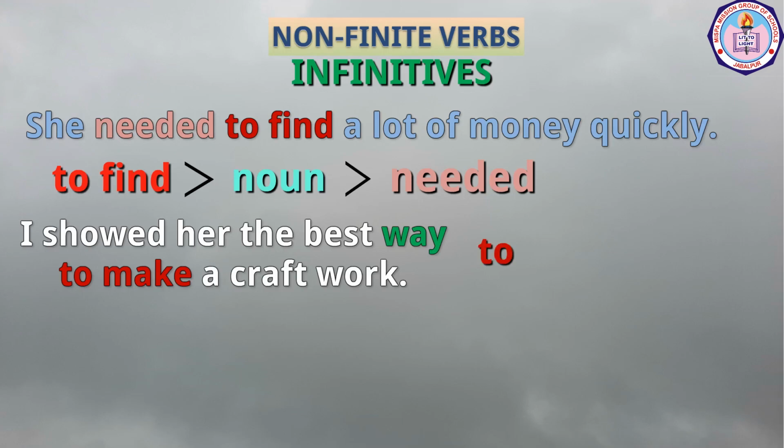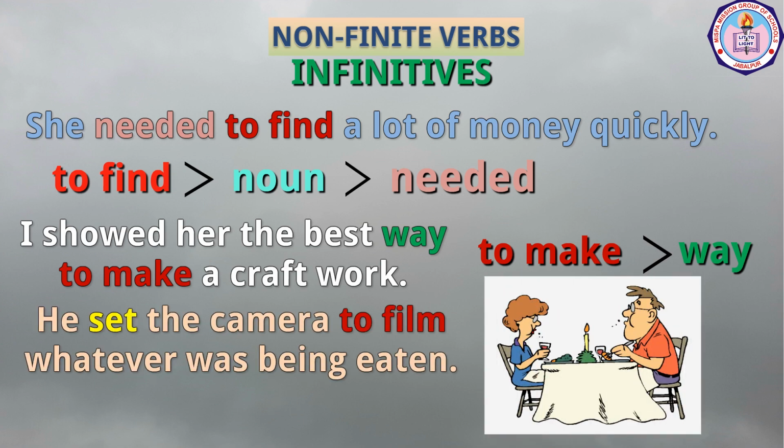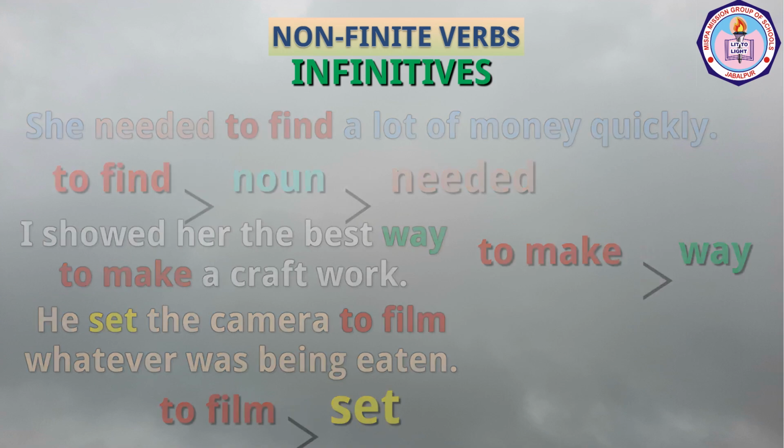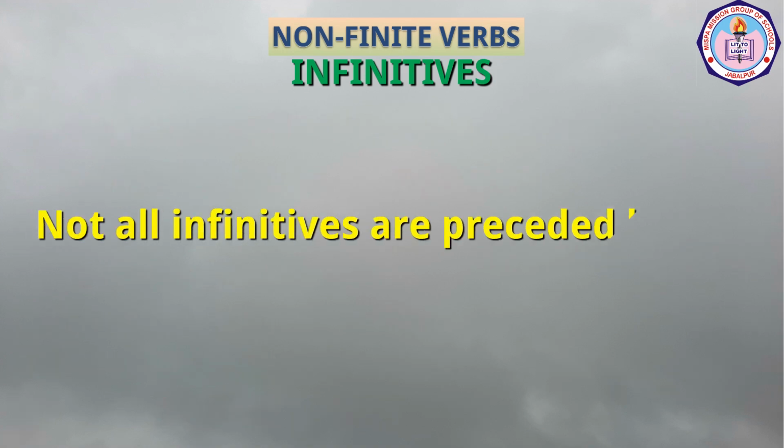Here, the infinitive to make is used as an adjective of way. He set the camera to film whatever was being eaten. Here, the infinitive to film is being used as an adverb of set. Not all infinitives are preceded by to.